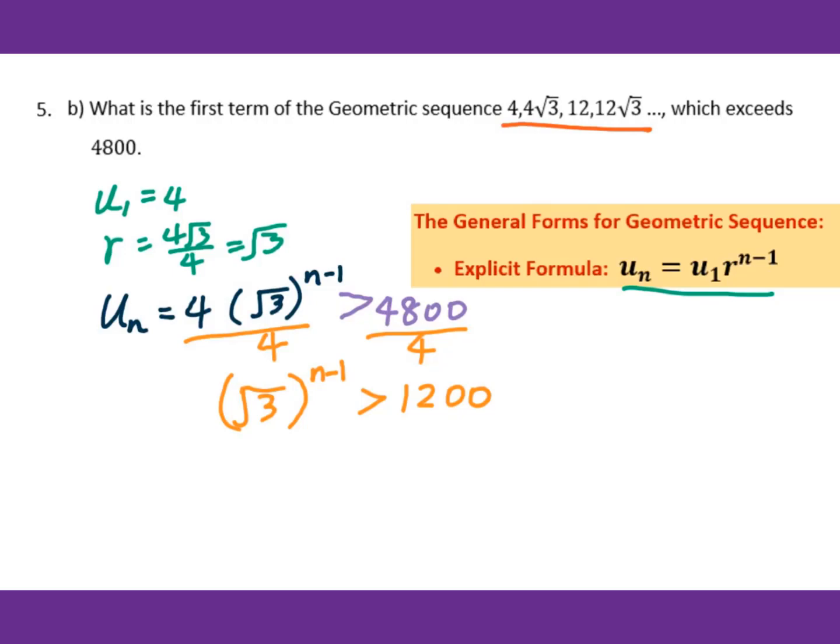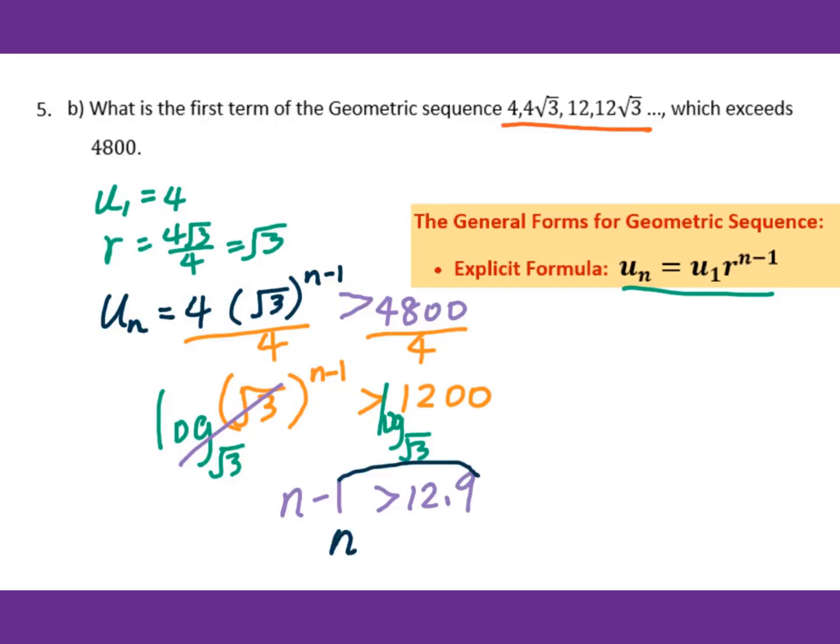Then we take the log base square root of 3 of both sides. On the left side, this is gone. We get n minus 1 greater than log base square root of 3 of 1200. We go to the calculator: 12.9. Then add 1 to both sides. We get n greater than 13.9. Therefore, n equals 14.